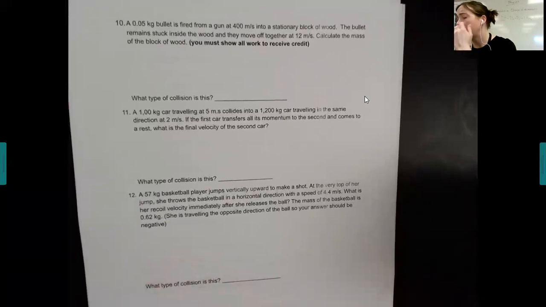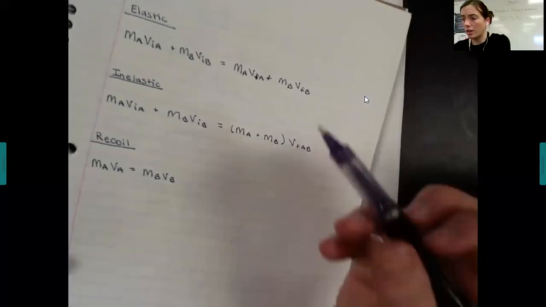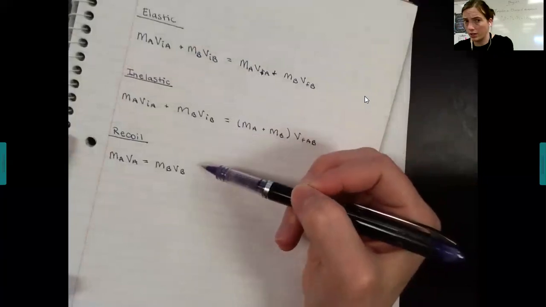A 0.05 kilogram bullet is fired from a gun at 400 meters per second into a stationary block of wood. The bullet remains stuck inside the wood and they move off together at 12 meters per second. Calculate the mass of the block of wood. Before you can calculate, you need to know what kind of collision it is because there's three different types of collisions that we've talked about and there's three different equations.